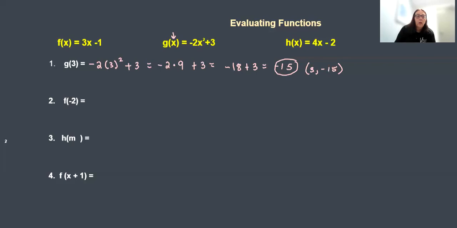That's it. Let's take a look at the next one. f(-2). So what are they telling us to do there? Go to the f function and replace x with -2. So we're inputting -2. So I've got 3 times x, which is now -2, minus 1. Order of operations tells us to multiply first. A positive times a negative is a negative. 3 times 2 is 6. A -6 and a -1 gives you a total of -7. So when you input -2, your output is -7.